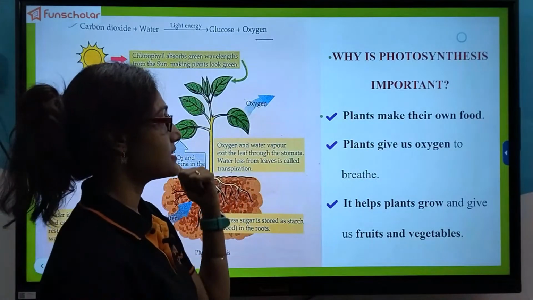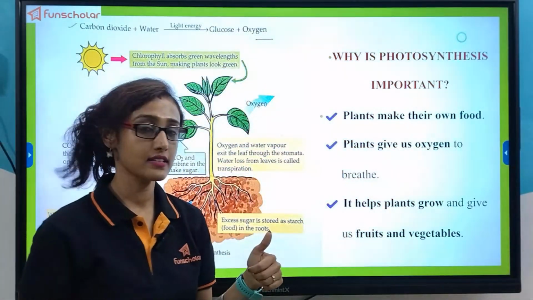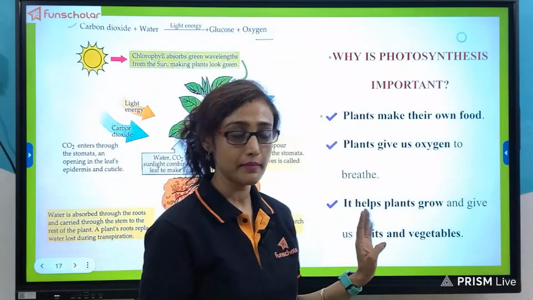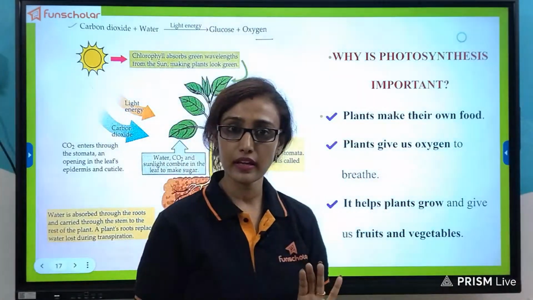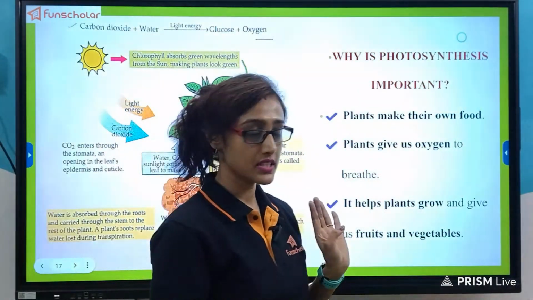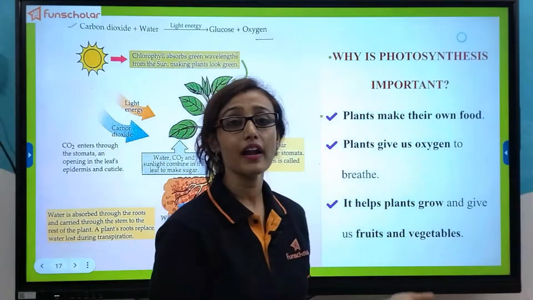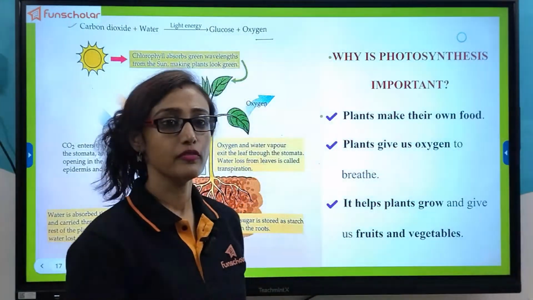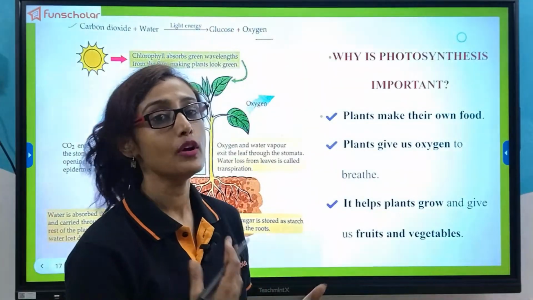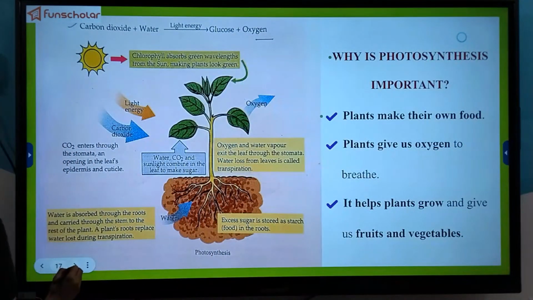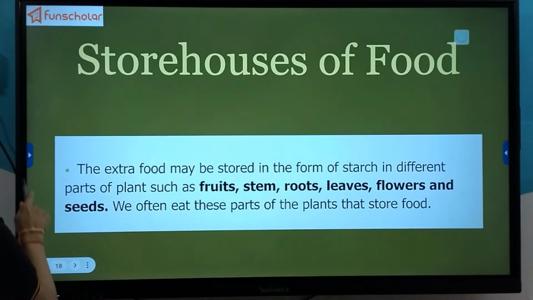Why is photosynthesis important? You know the answer. First is they can make their own food which is beneficial to them. They release oxygen to the environment which is beneficial to us, and they help the plant to grow and give what? Fruits and vegetables, which is also again beneficial to both us and the plant. Okay? Okay. Now storehouse of food.